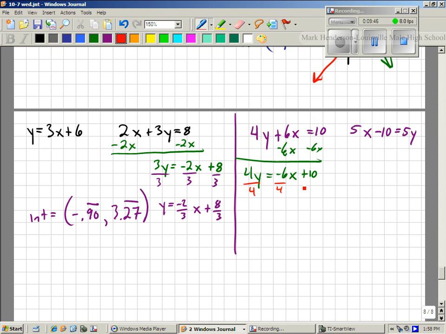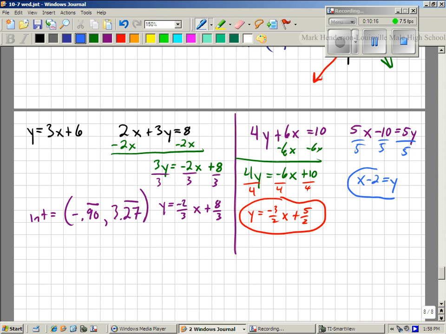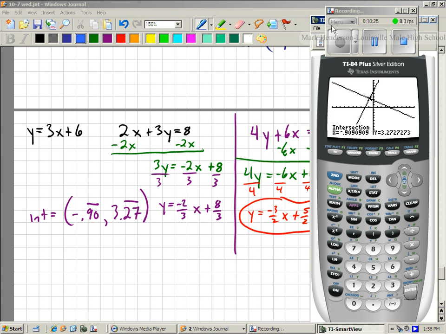Here you divide by 4 everywhere. You get that y equals negative 3 halves x plus 5 halves. Here, it looks like you have a lot more work to do than you really do, but all you have to do is divide by 5 everywhere. And you get that x minus 2 equals y. So that's why you should have gotten done relatively quickly, but you might have not known that you could do that. Does it matter what? No, it still gives you the same answer, but if you don't reduce, you end up typing more.